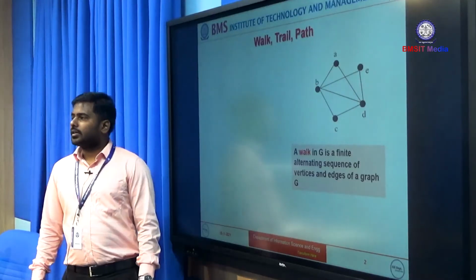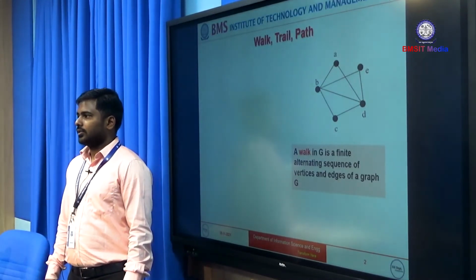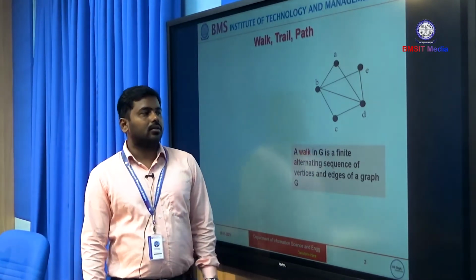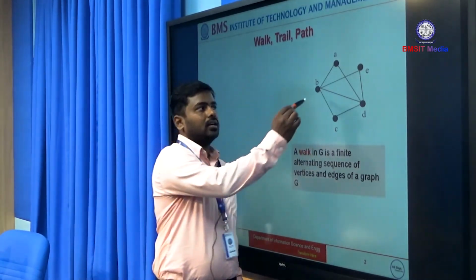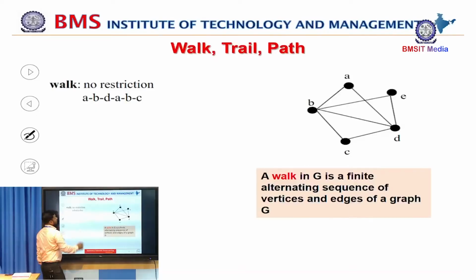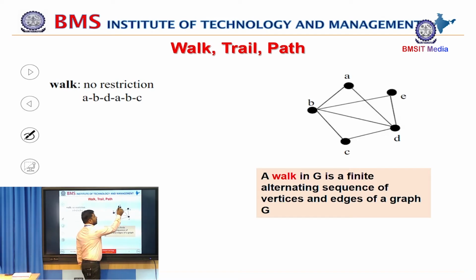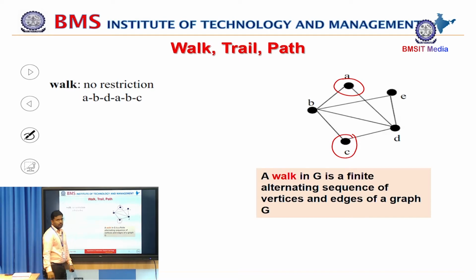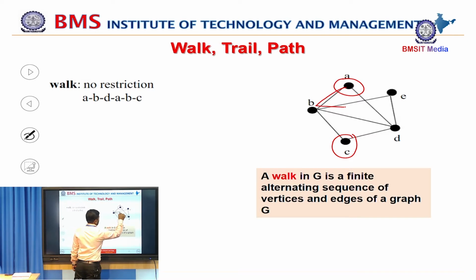A walk is an alternating sequence of finite vertices and edges. We can consider a walk where we start from a particular vertex and want to reach another vertex, say the vertex C. So, we can have a walk from A to B, from B to D, from D back to A, and again from A to B and then B to C.